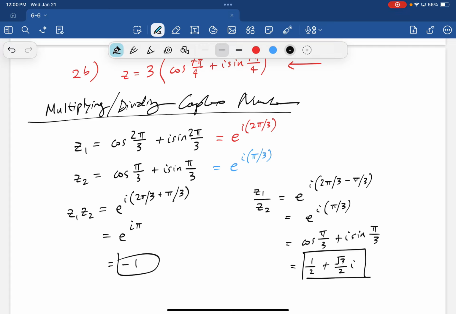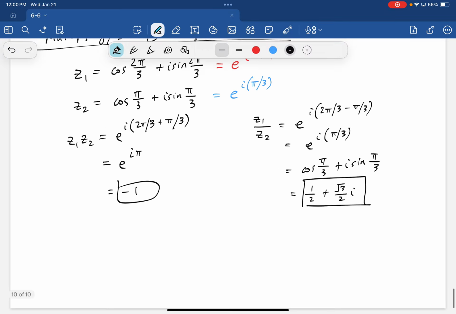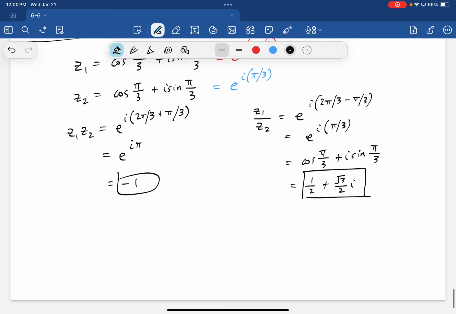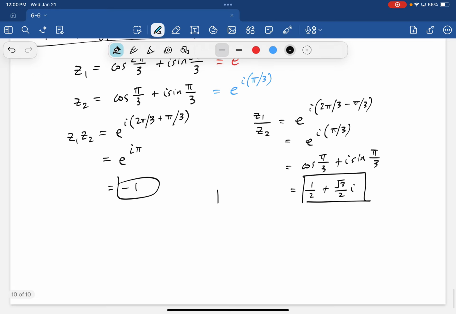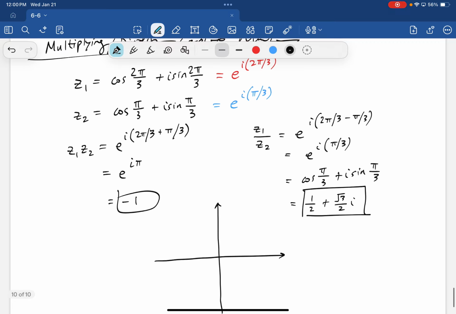Well, actually, if we plot these on the complex plane, we see quite an interesting fact about what multiplication of complex numbers actually means. So allow me to do so. Suppose we were to first plot z1. z1 is e to the power of I times 2 pi over 3, right? And so that corresponds to a radius of 1, because there's a constant of 1 in front, and an angle of 2 pi over 3. So z1 is going to be right here, forming an angle of 2 pi over 3. That's z1.